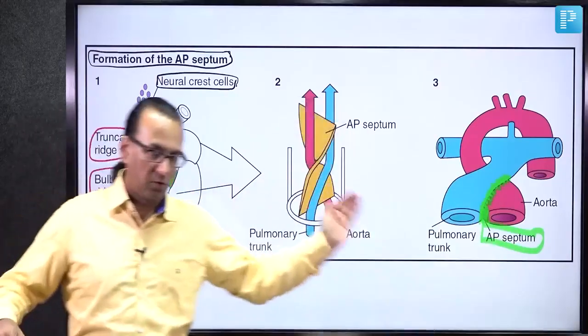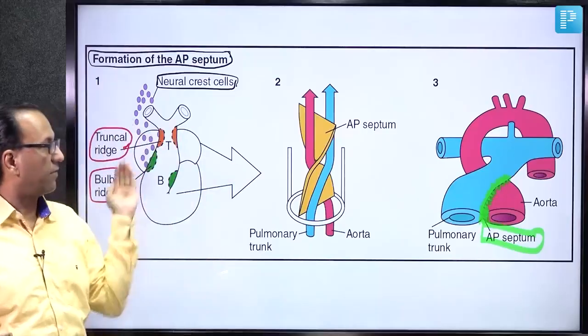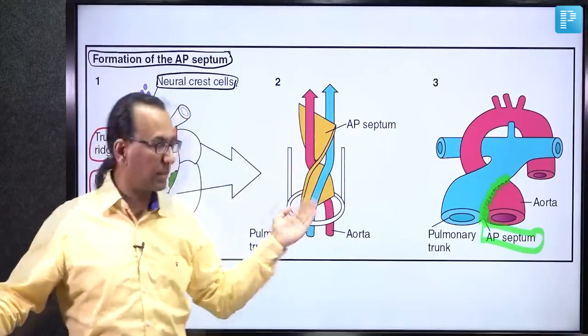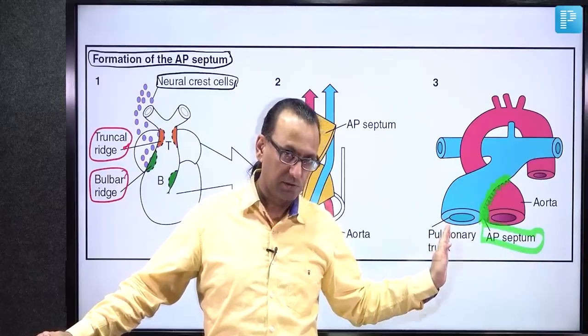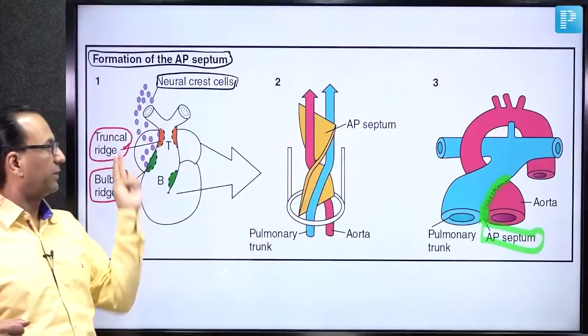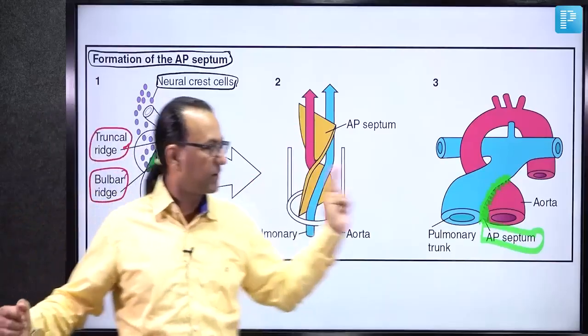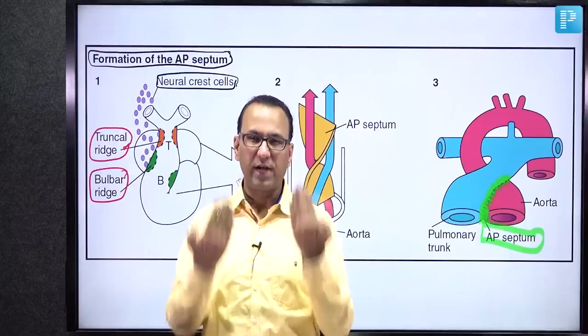Now what happens if we do not get the neural crest cells here? Then we will not have the truncal bulbar ridges, and we will not have the AP septum, and the old vessel will persist, which is persisting truncus arteriosus. Anomaly number 1. Anomaly number 2: it might happen that the AP septum is not a spiral septum, it is a straight septum. In that case, the two vessels go straight, giving transposition of great vessels.